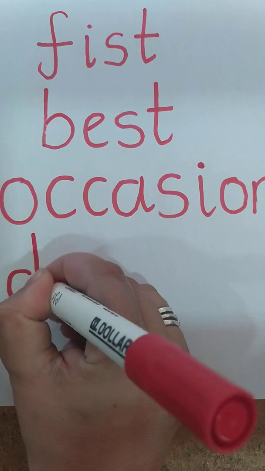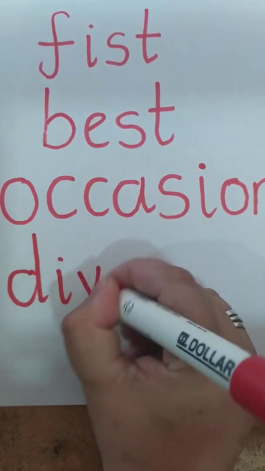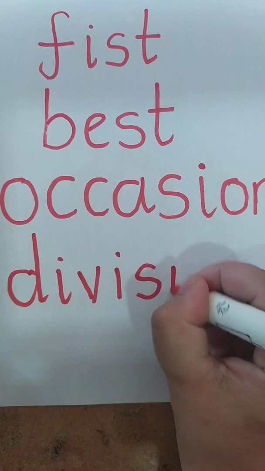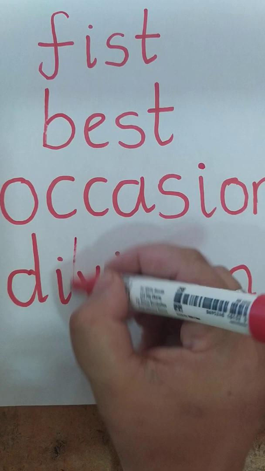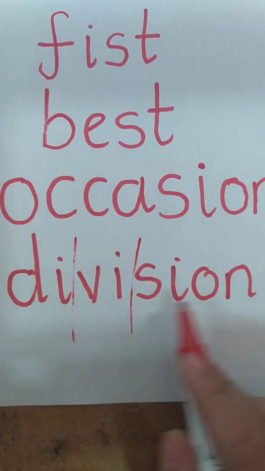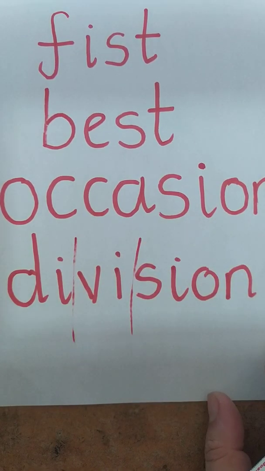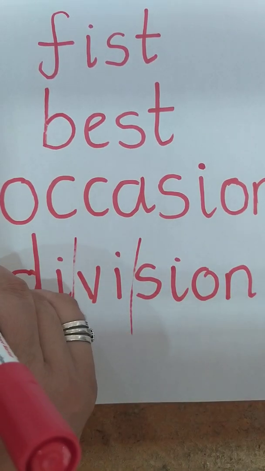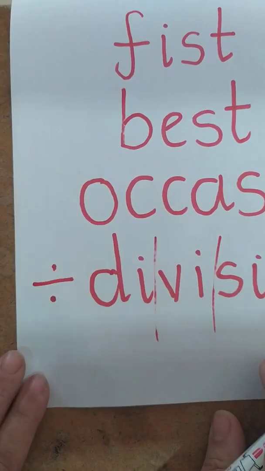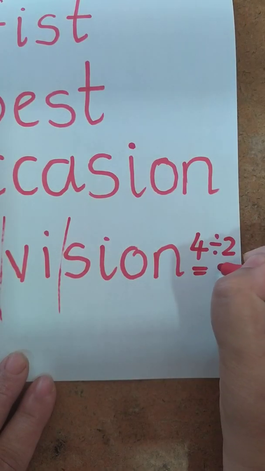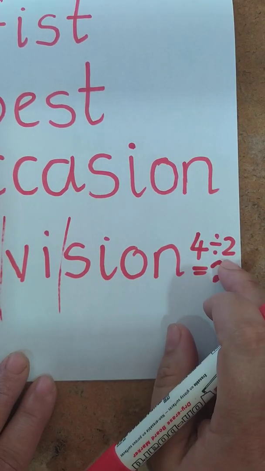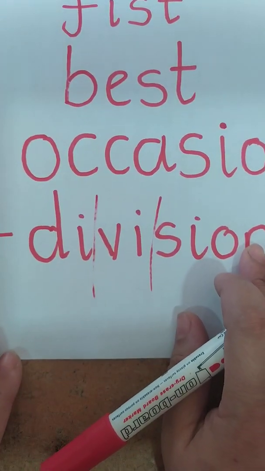Then division. So you're breaking it up like that. Division. When in maths we have a division sign. That is a division sign when you are dividing a number. So for example, 4 divided by 2. So your answer would be 2, because you're dividing it by 2. That's called division.